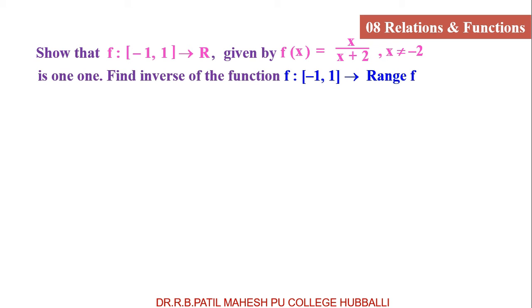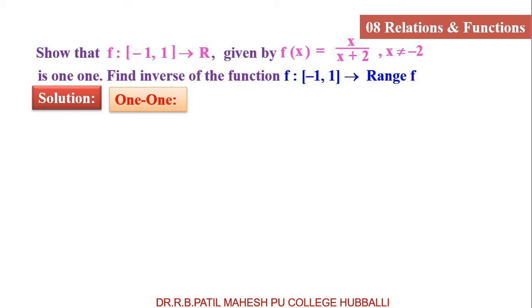The function f from [-1, 1] to real numbers given by f of x is equal to x upon x plus 2, where x is not equal to minus 2, is 1-1. Find the inverse of the function f from [-1, 1] to the range of the function f. This is just proving the function is 1-1. Solution of this one.